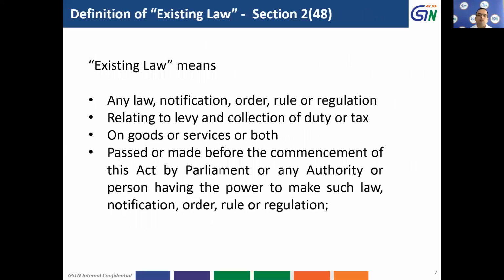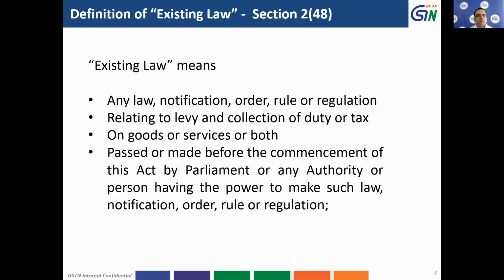Now, a lot of the time when you read the transitional provisions, one particular law is referred to, which is called existing law. If I am reading it casually, I may misinterpret it as the law we are reading now, but that is not so. Section 248 of the CGST Act defines the existing law, which means any law, notification, order, rule or regulation relating to levy and collection of duty or tax on goods or services or both, passed or made before the commencement of this Act by Parliament or any authority or person having the power to make such a law, notification, order, rule or regulation.